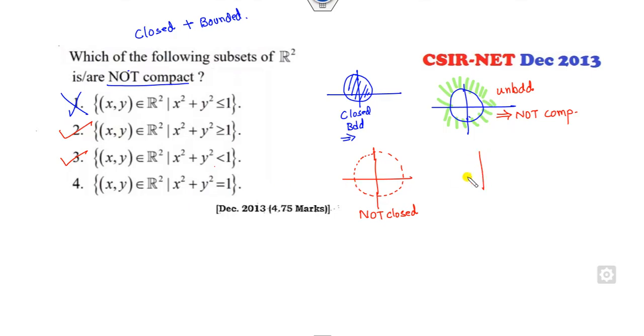X square plus y square is equal to 1. So that means only the boundary points. Once you consider only the boundary points, that means it's closed plus bounded as well. This means this is compact, but we need not compact. The right answers are B and C.